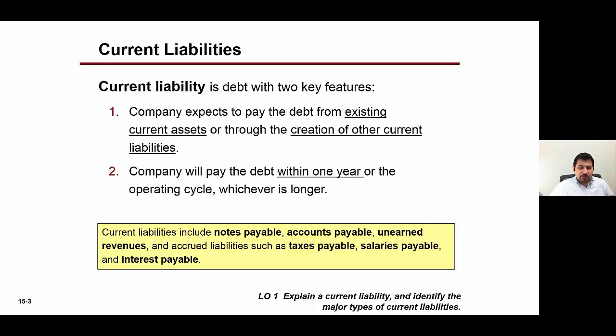And there is another characteristic of current liabilities, and that is they are expected to be paid by either existing current assets or through the creation of another current liability. Basically, for example, converting an accounts payable to a note payable.